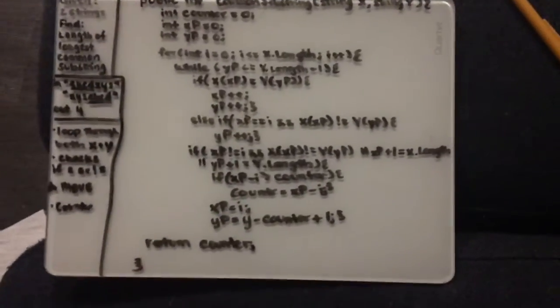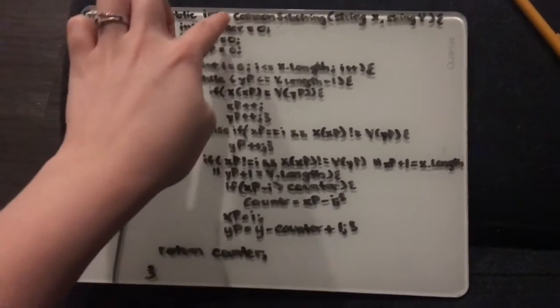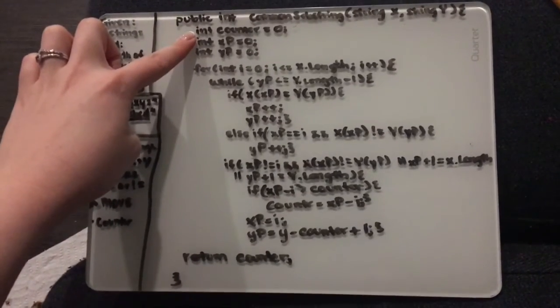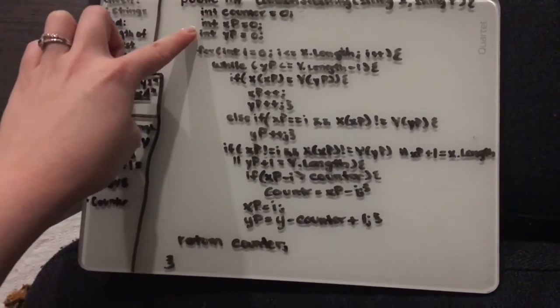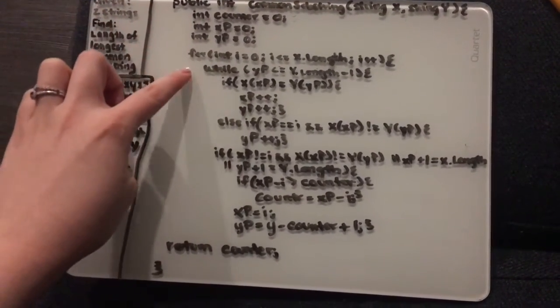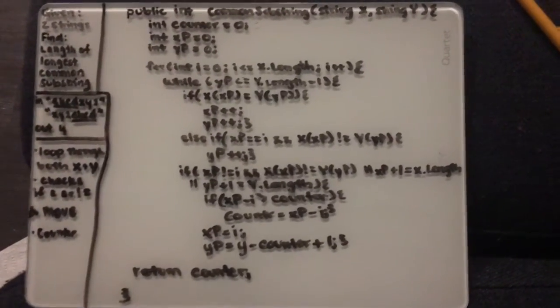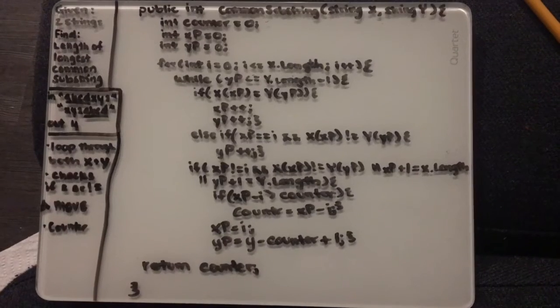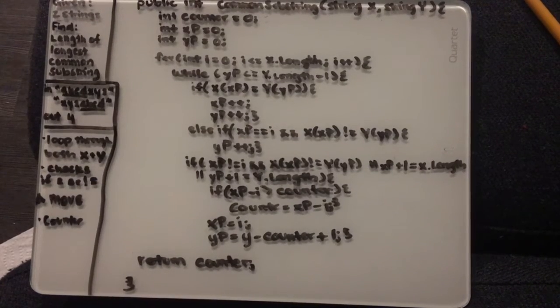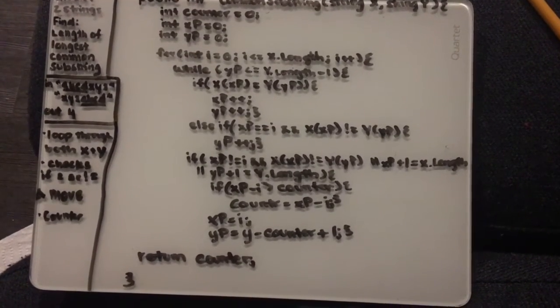So I've written the method. We're returning an integer and we're taking in strings x and y. We have a counter that's initialized to 0, the x pointer, which is also initialized to 0, and the y pointer also initialized to 0. The first for loop goes through each character in string x. So for int I equals 0, I is less than or equal to the length of string x minus 1, I plus plus.